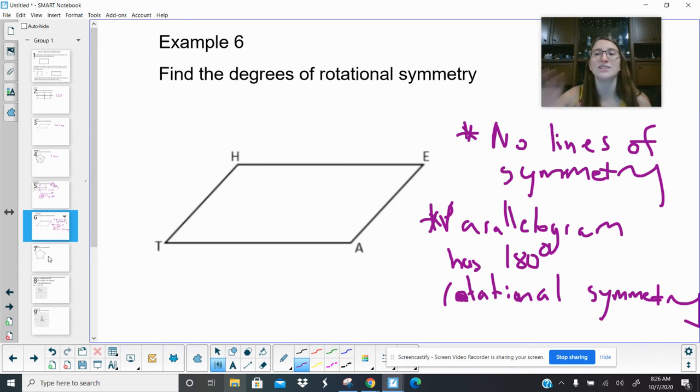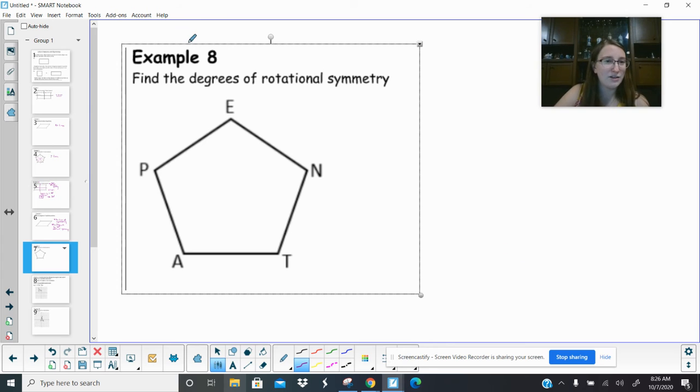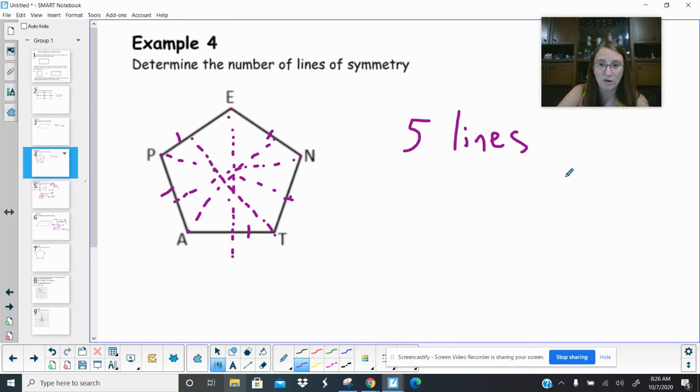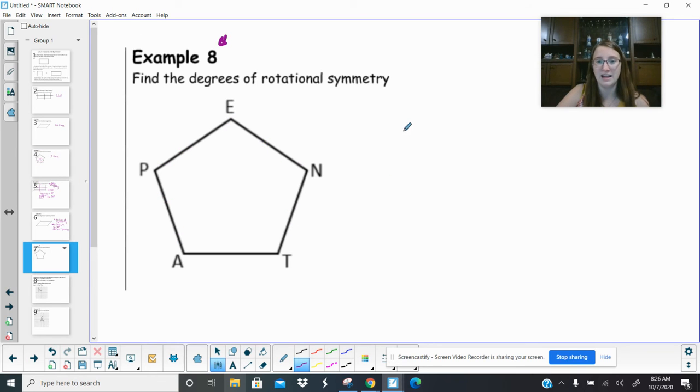Let's try another one that is not so special, that does have lines of symmetry, and so the rule applies. So we found, on example 8, once again, pay attention to what example we are on. We found that we had 5 lines of symmetry, and this is called a pentagon.